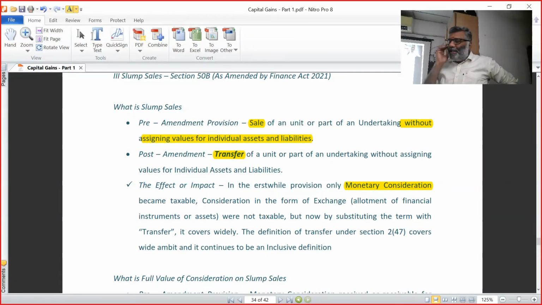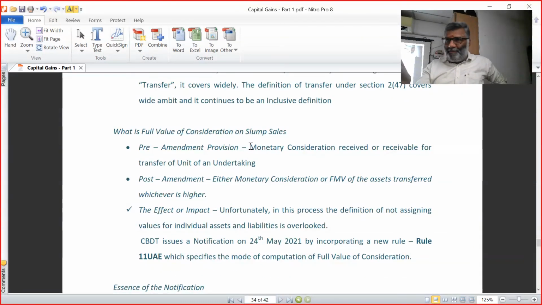Okay, so what is full value of consideration? The notification says FMV1 or FMV2, whichever is higher. Pre-amendment, monetary consideration for transfer of unit. Post-amendment, either monetary consideration or FMV of the asset transferred, whichever is higher. Unfortunately, in this process, the definition of not assigning value is overlooked.